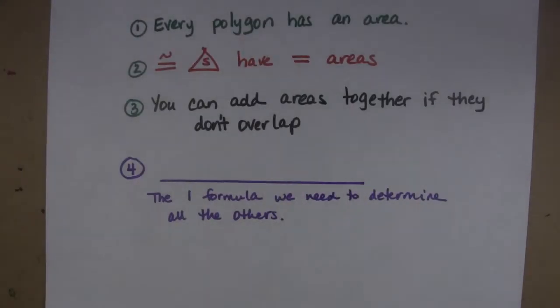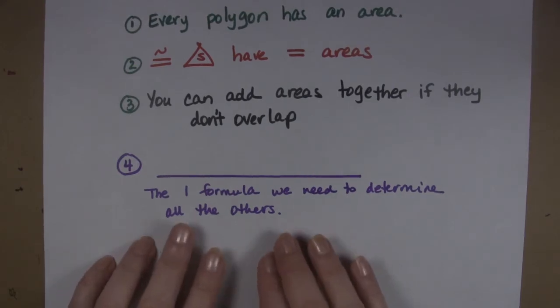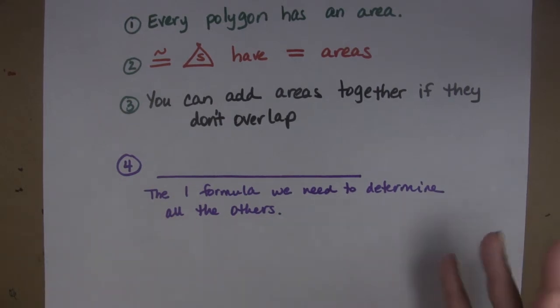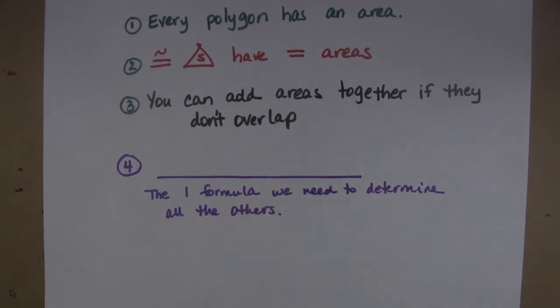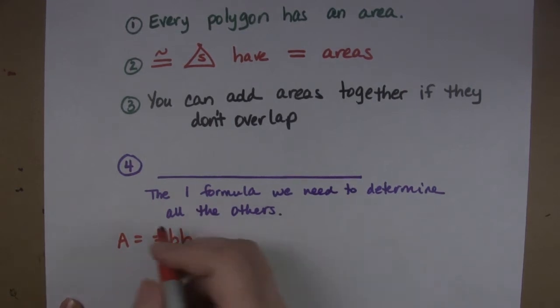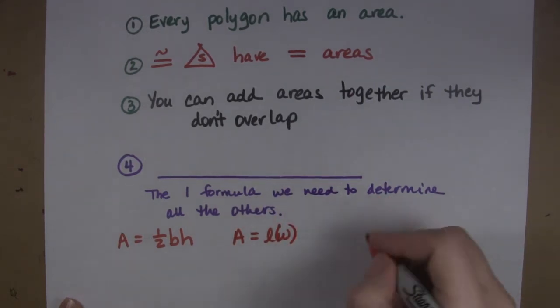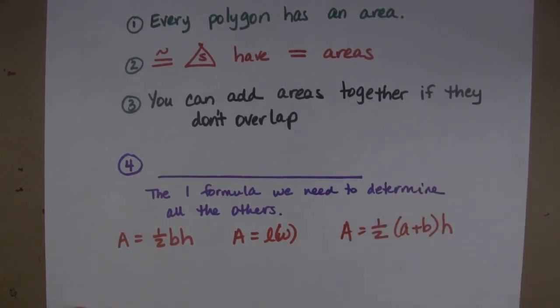That is what P is proposing here, that I can add together those areas so long as they don't overlap. We need one more postulate. That is, we need one more formula that we take on faith that allows us to determine everything else. When P first started writing her list of postulates, she had all sorts of formulas. She had the A equals 1/2 BH formula. She has the A equals length times width formula. She has the A equals 1/2 (A plus B) times H formula.